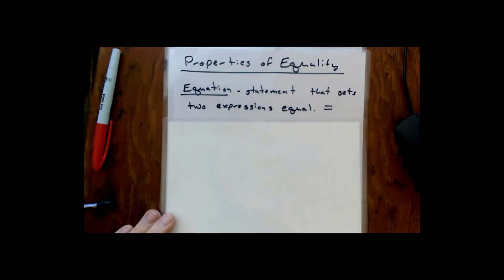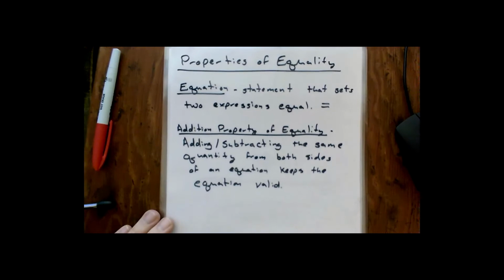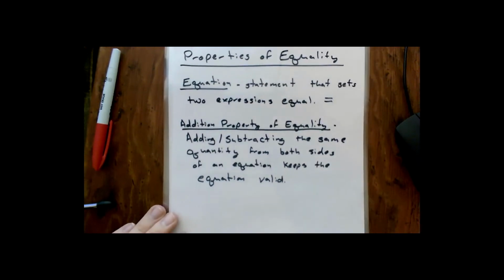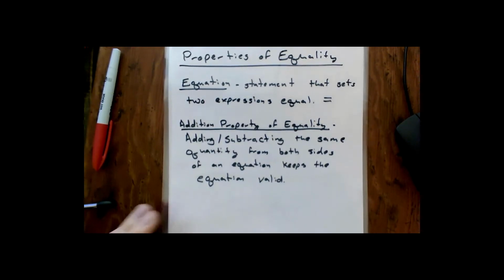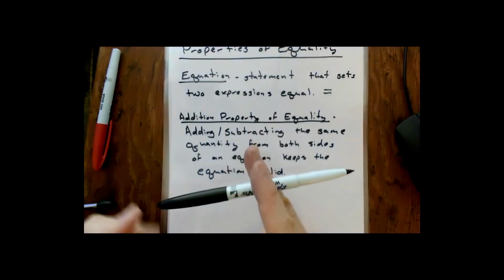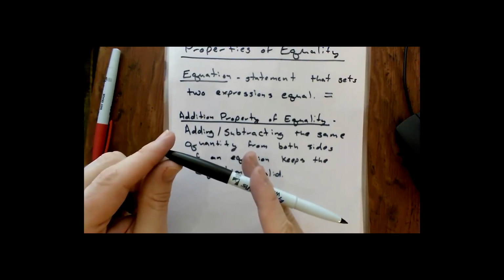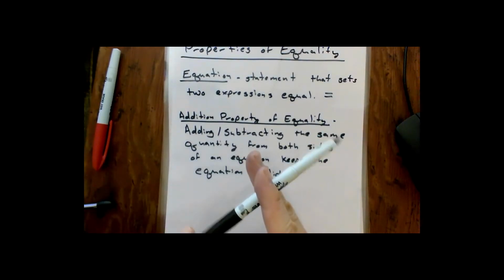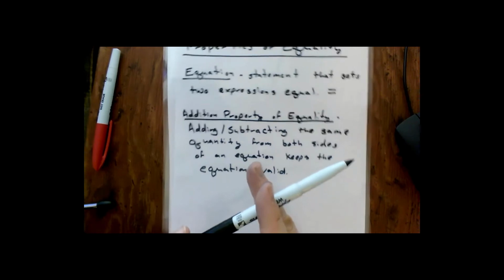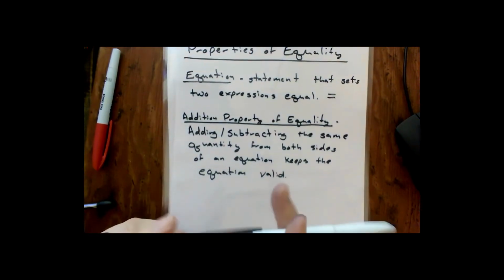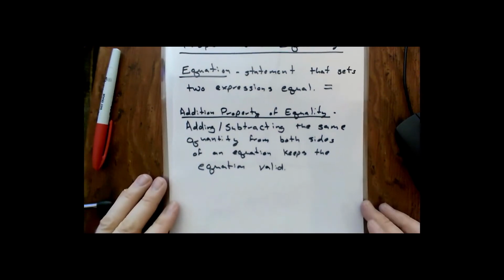So first, we're going to be talking about the addition property of equality. Very simply, we're going to be adding or subtracting the same quantity from both sides of an equation, and when we do that, it keeps the equation valid. It's a lot like a teeter-totter. Adding a value to one side but not the other makes it out of balance. Or if you subtract something from one side without subtracting the same thing from the other, it also gets out of balance. But if you're doing the same thing to both sides, your equation stays valid. So let's show you what this looks like.